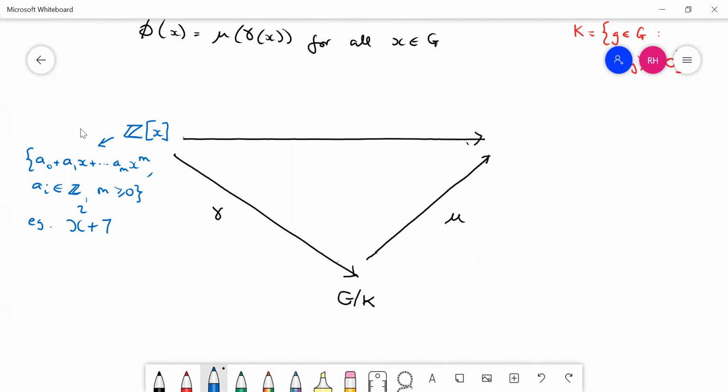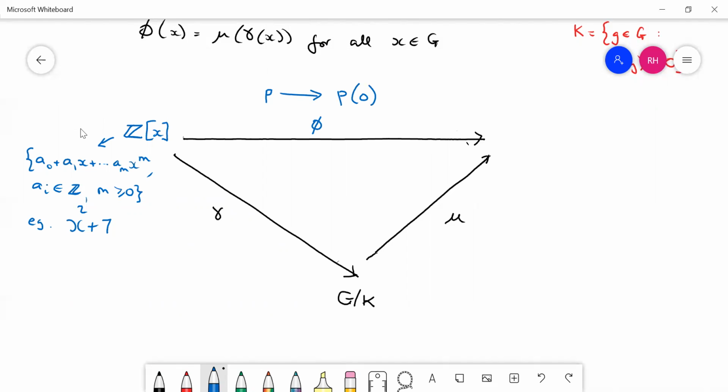That is an element of ZX. Okay, so what's this phi going to do? So phi in this case, let's draw here, we'll still call it phi. But what does phi actually do? Well, it takes a polynomial p, that's one of these polynomials in ZX, and it turns it into p evaluated at 0.